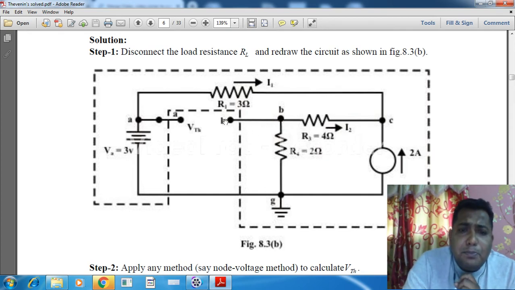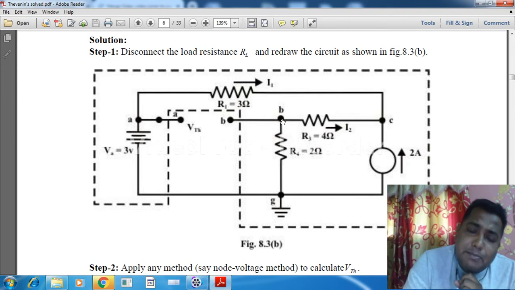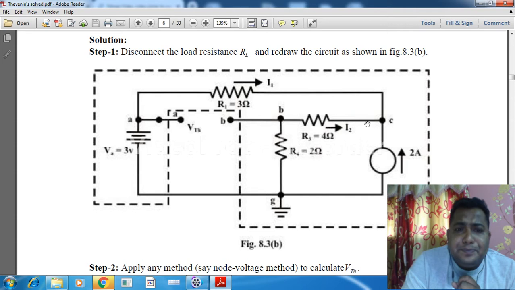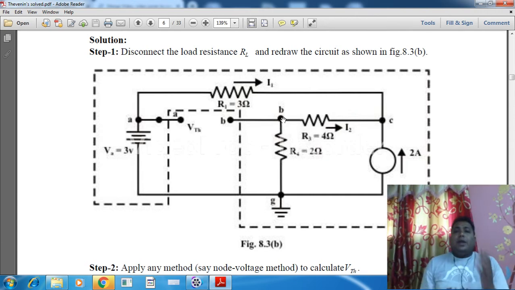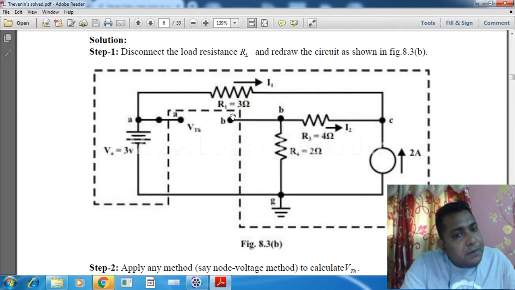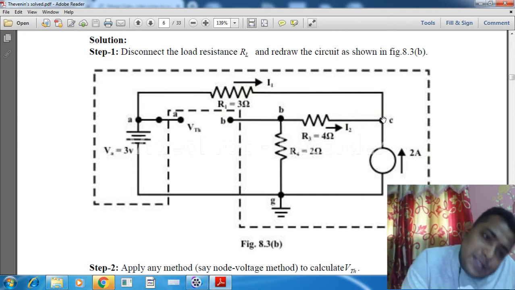So here, node B means this one. First of all, we have to find out the voltage across this C, because whatever the voltage across C is, that voltage is appearing over here. See, this terminal is open over here, so whatever potential is at node C is actually at B. So to find the potential of B, we have to find the potential of C.